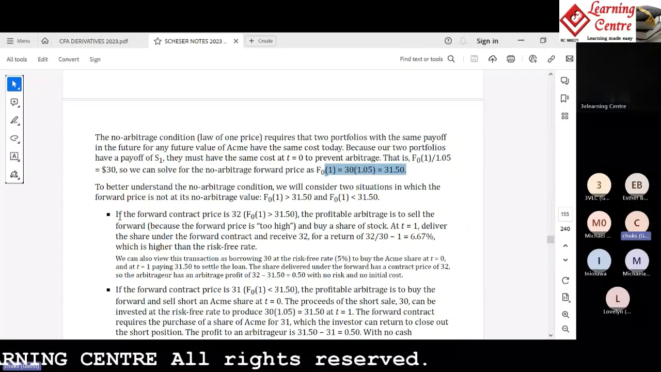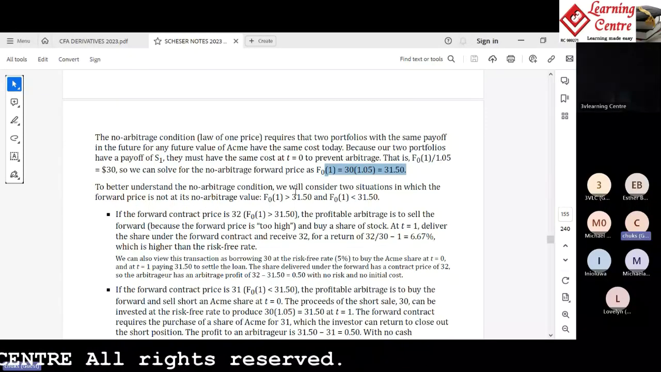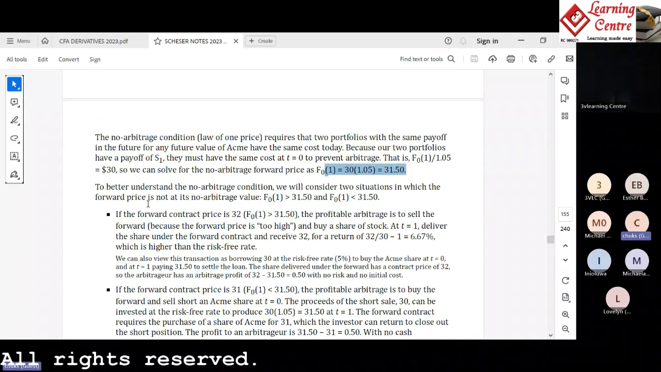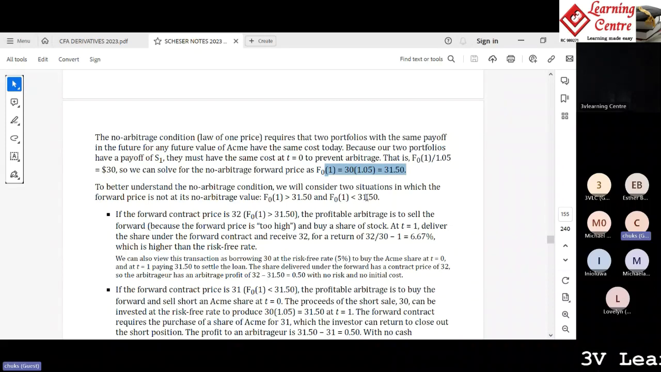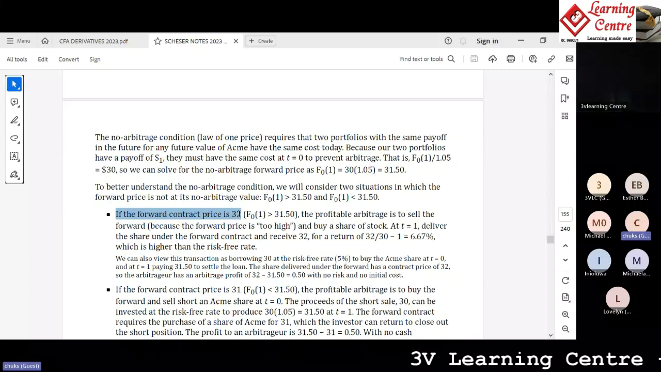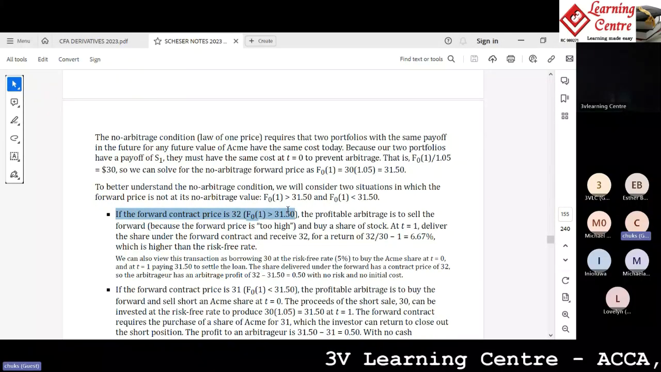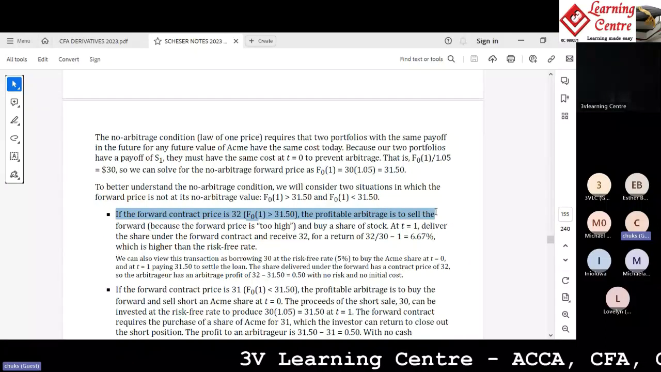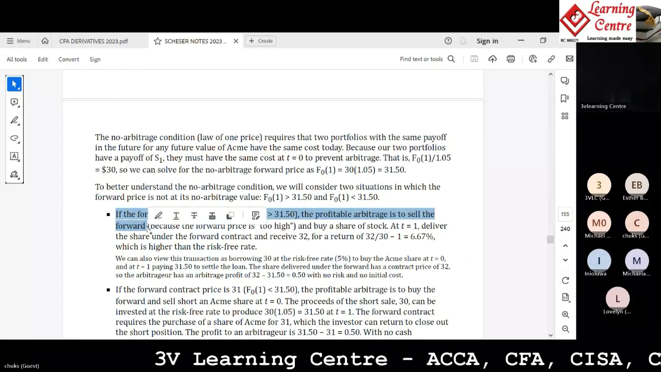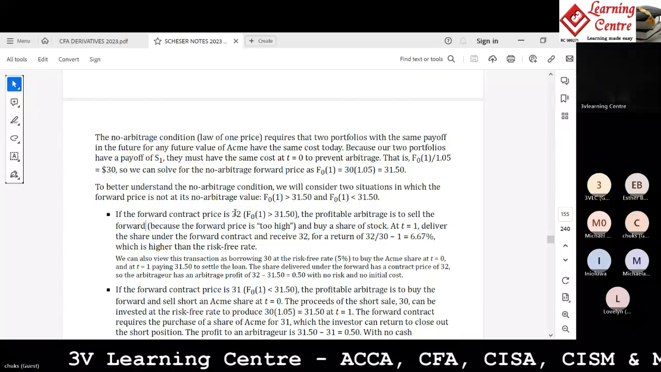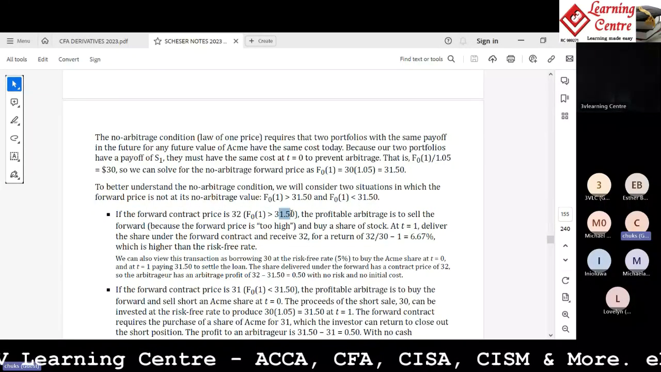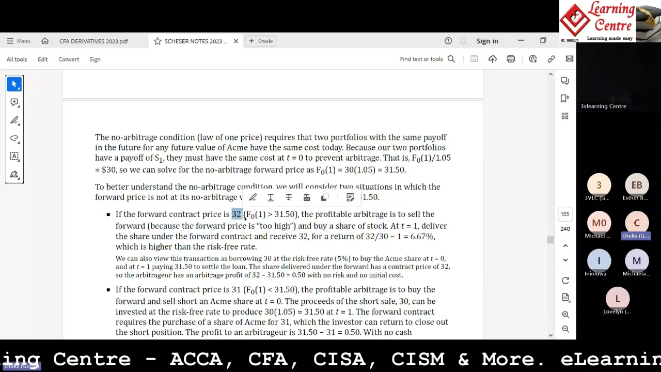So to better understand the no arbitrage position, we'll consider two situations in which the forward price is not at its no arbitrage value. So if it is greater than 31.5, or if it is less than 31.5. So the first one is if the forward price is 32, which means it is greater than 31.5. The profitable arbitrage is to sell the forward because the forward price is too high. The price should be 31.5, but now it's 32. So you sell it and make money.